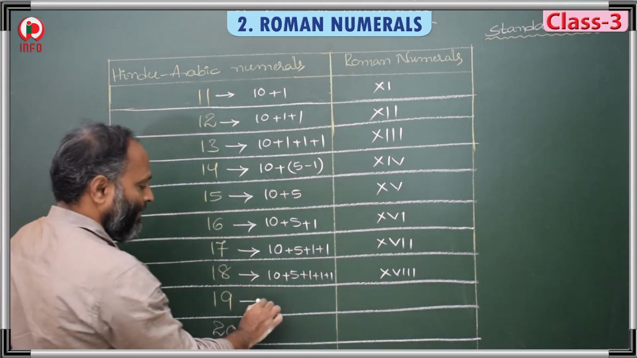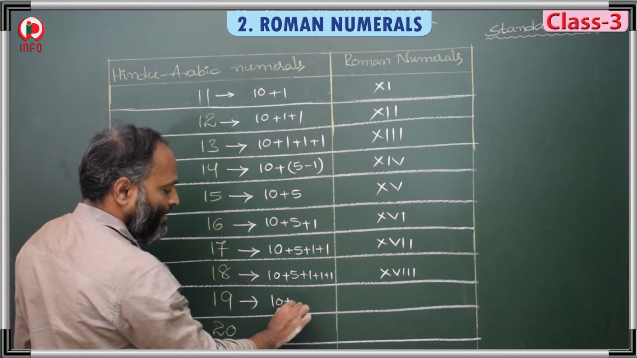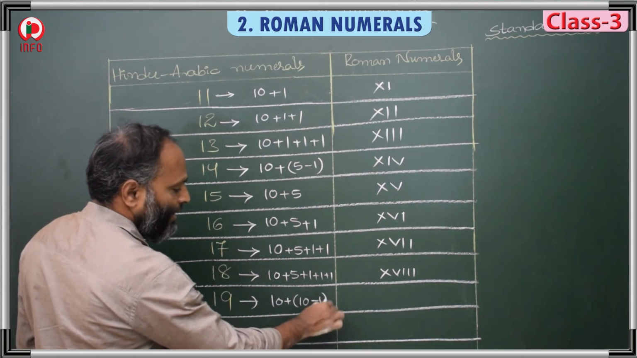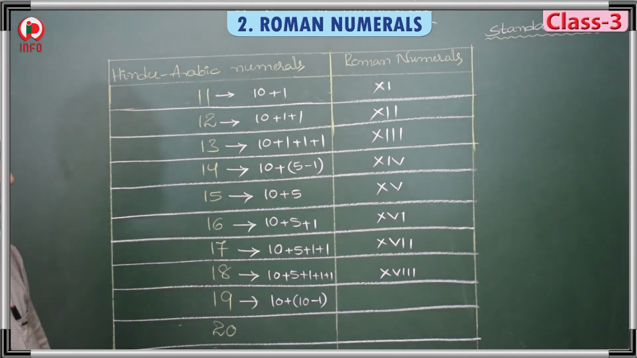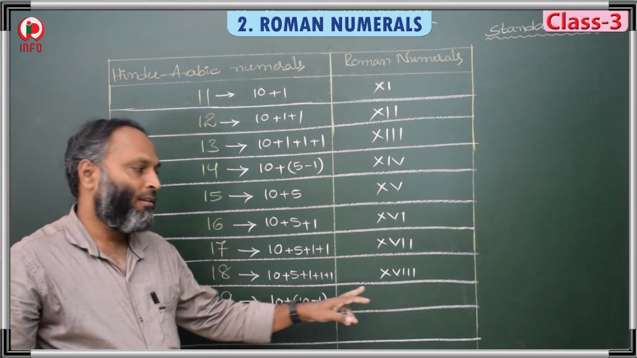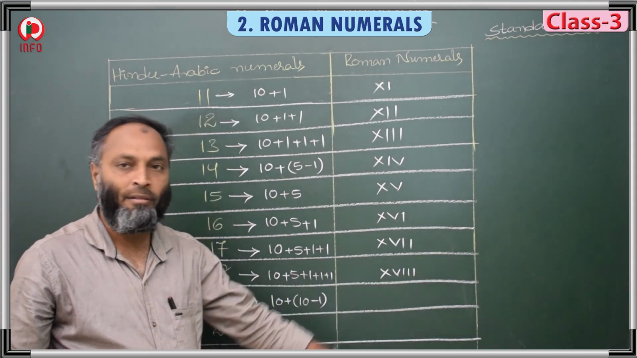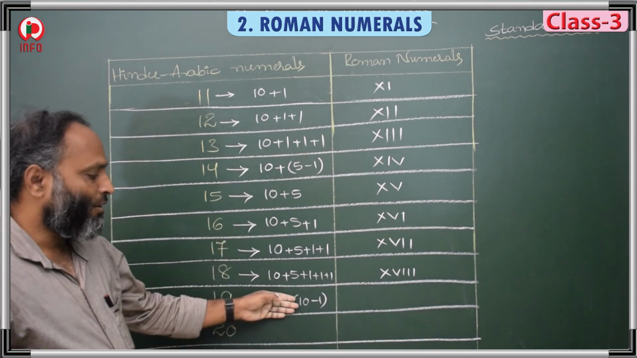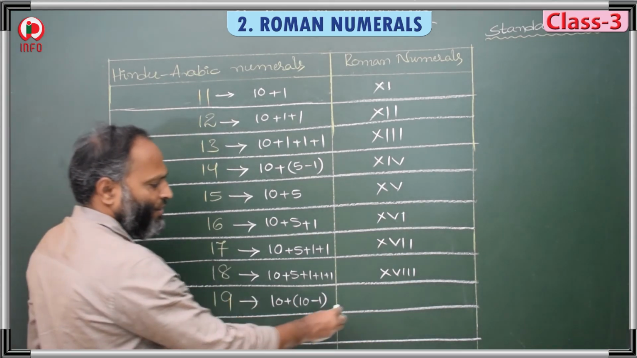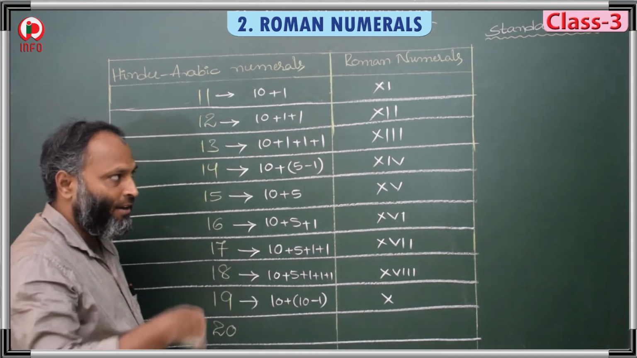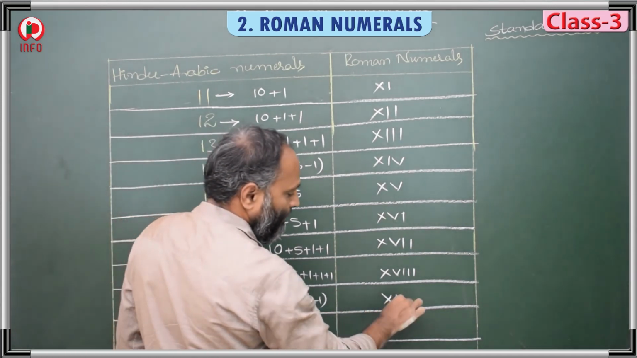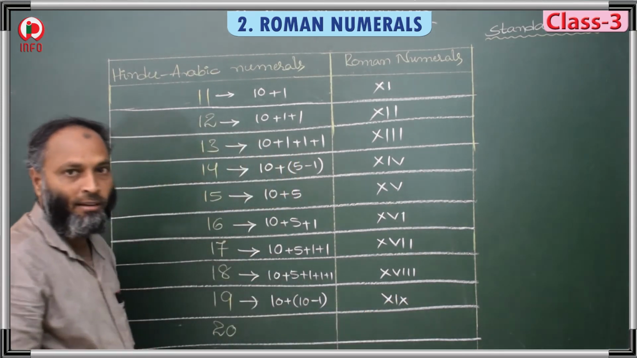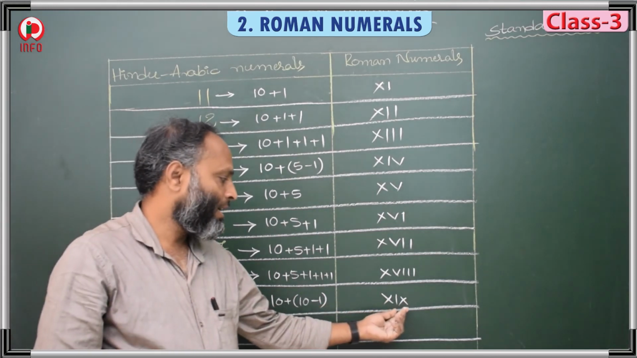And 19. 10 plus 10 minus 1 is 9. Don't take 4 times, because already 3 times are repeated here. The representation of 9 we already did. 10 is extra, and 9 we already did. Previously I showed you that it is IX. So 19 is 10 and 9.